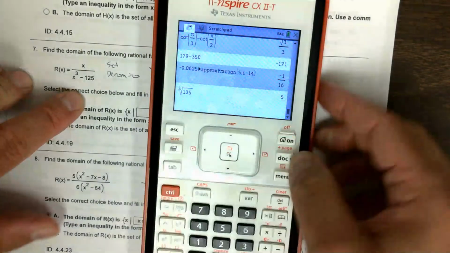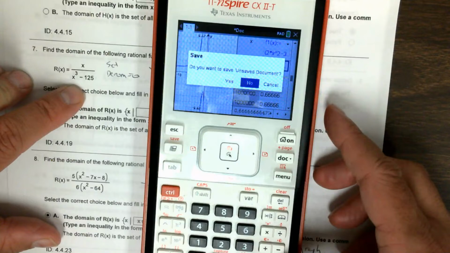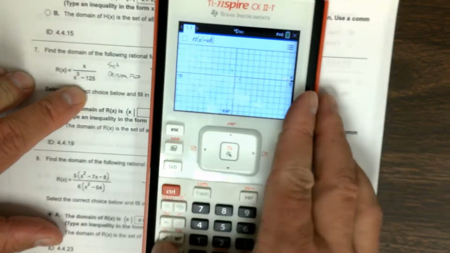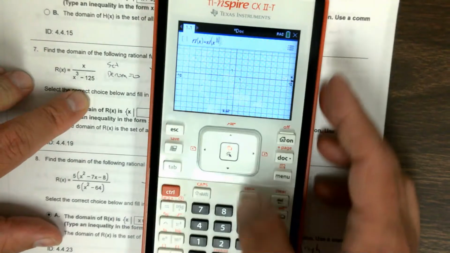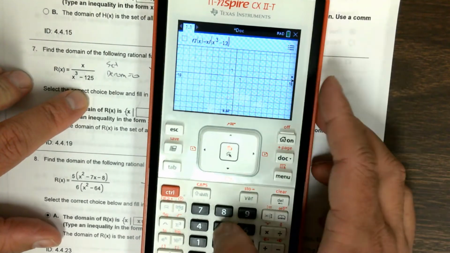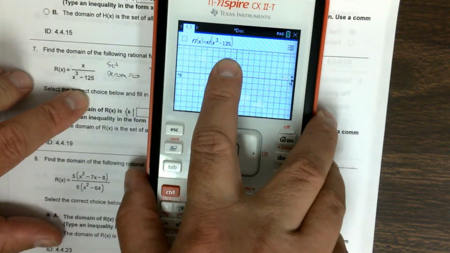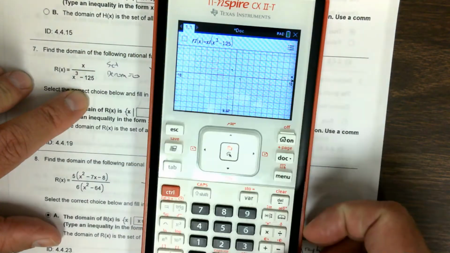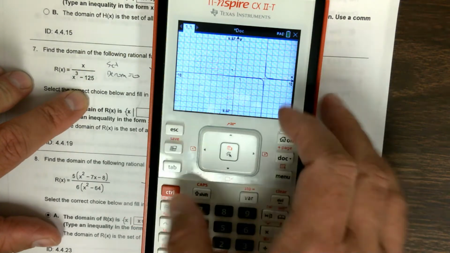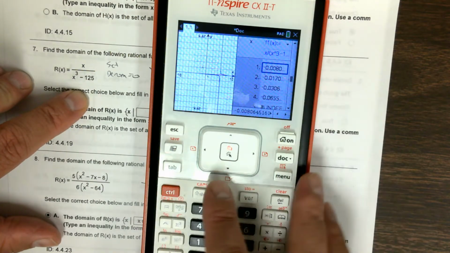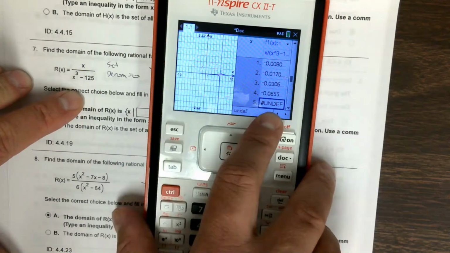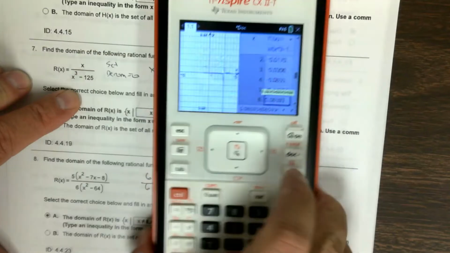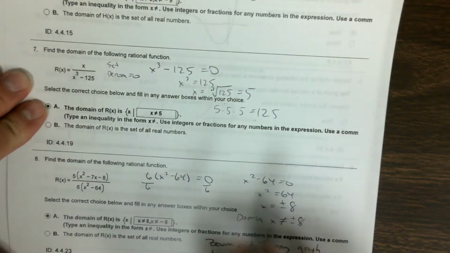So let's show that. X divided by parentheses x to the third power minus 125. Now make sure you put your parentheses around that when you're putting your fraction, so then you can see there's a problem at 5. It says undefined. So it's real quick if you know what you're looking for. Or you could do it this way.